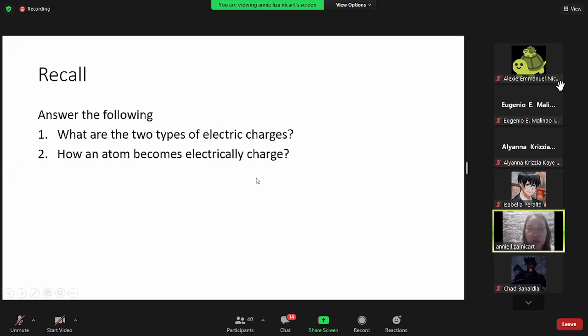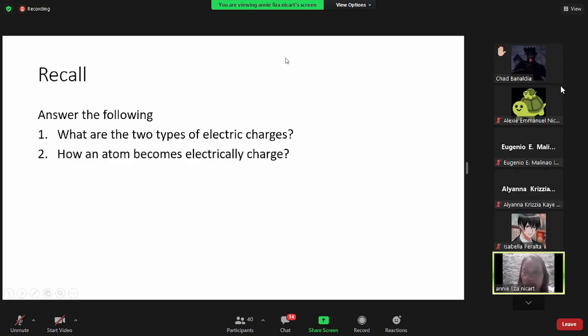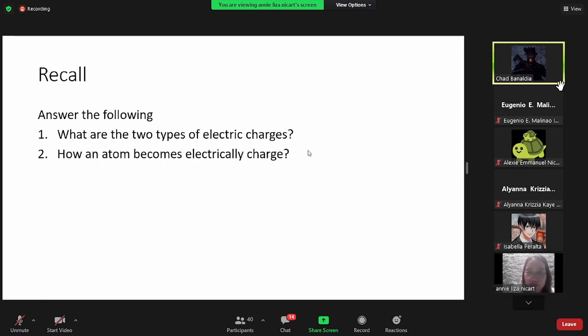How does an atom become electrically charged? Anybody? Yung mga sinabi na ni ma'am earlier. Yes, Chad? The number of electrons or protons stops being equal. Okay, so if the number of protons and electrons are not equal, ano naman yung process? How do you call that process para ma-unequal yung number ng protons and electrons in an atom?